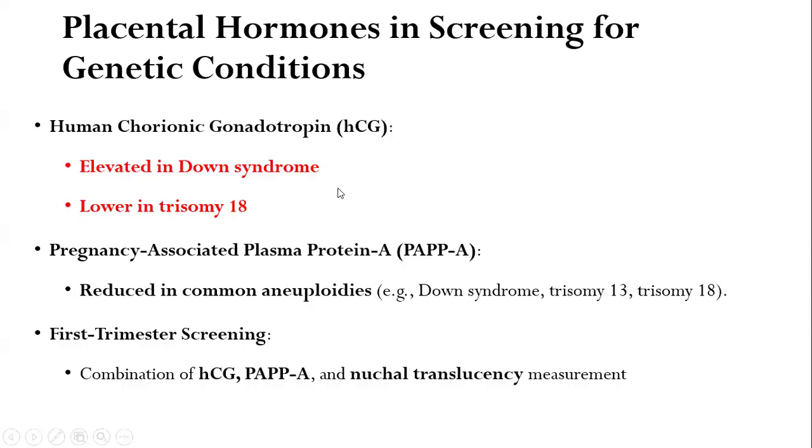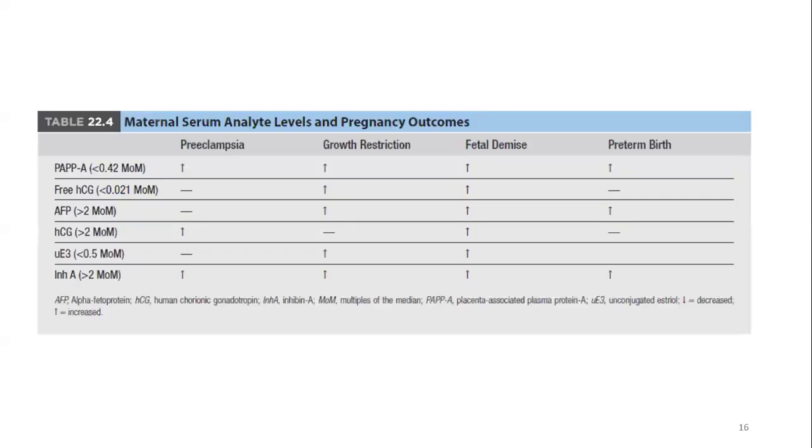So this is the text. Human chorionic gonadotropin levels are elevated in Down syndrome and low in trisomy 18. Pregnancy-associated plasma protein A, that is the PAPP-A level, is reduced in common aneuploidies like trisomy 13, 18, and Down syndrome. In the first trimester, we usually screen the HCG, the PAPP-A, and the nuchal translucency measurement. This first trimester screening gives us an idea about Down syndrome and trisomy 13 and 18. Pregnancy outcomes can also be predicted with the help of all these biochemical parameters, the hormones which are produced by the placenta.